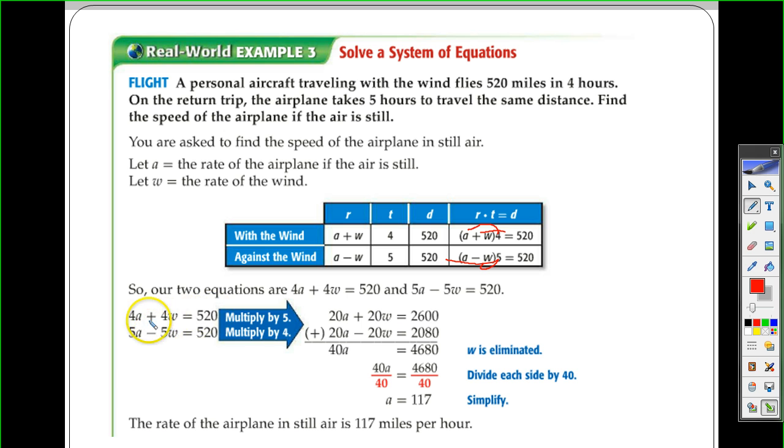So we're going to multiply the top by 5 and the bottom by 4 to make the 20A. So you can subtract, oh, I'm sorry, they want to eliminate the W. Okay. So they made the W's look the same so they can add to get rid of the W's. You got 40A divided by 40 and A equals 117. Okay, so the rate of the airplane in still air is 117 miles per hour.